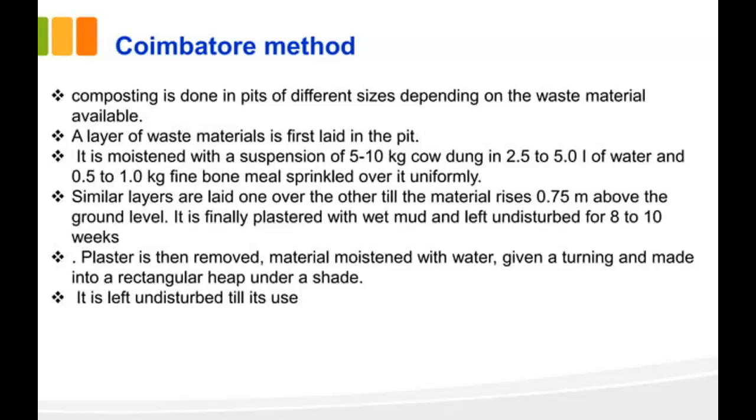Next method. In this method, composting is done in pits of different sizes depending on the waste material which is available for composting. A layer of waste material is first laid in the pit and it is then moisturized with a suspension of 5 to 10 kg cow dung in 2.5 to 5 inches of water, and 0.5 to 1 kg of fine bone meal is sprinkled over it uniformly. Plaster is removed and the material is moisturized with water, given a turn and made into a rectangular heap under shade. It is left undisturbed till its use.